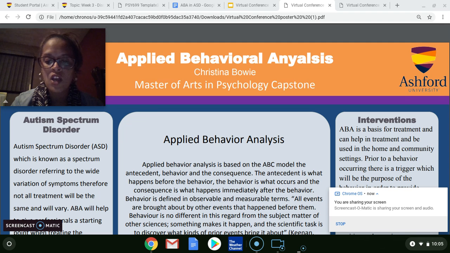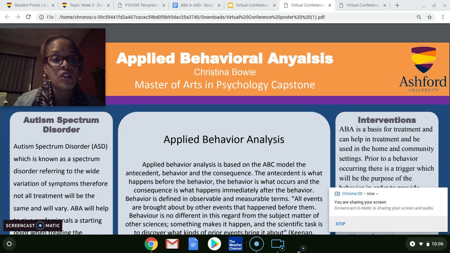A consequence, whether positive or negative, must occur immediately after the behavior. ABA is based on positive and negative reinforcement. Positive reinforcement happens when desired behavior is displayed, and negative reinforcement is the removing of reinforcement when undesired behavior is there.